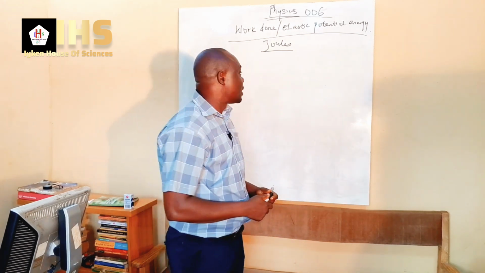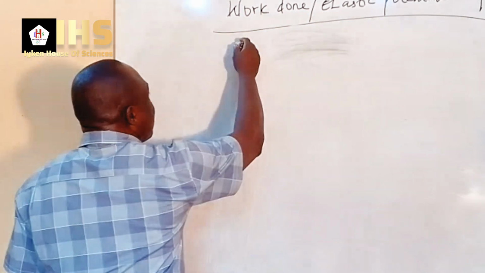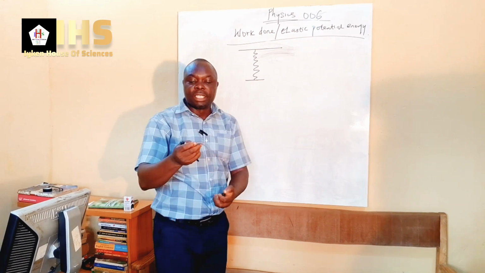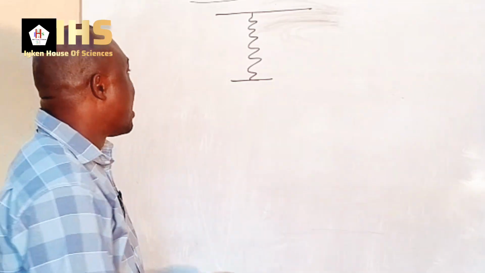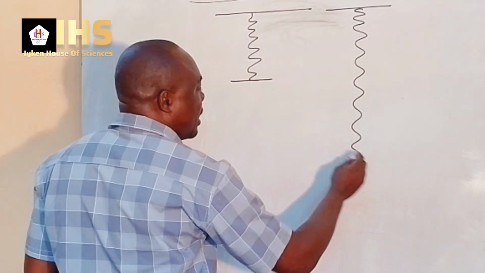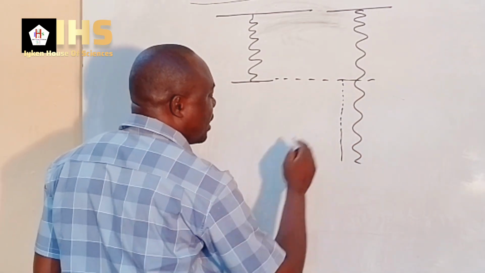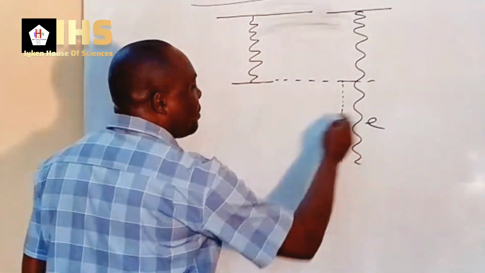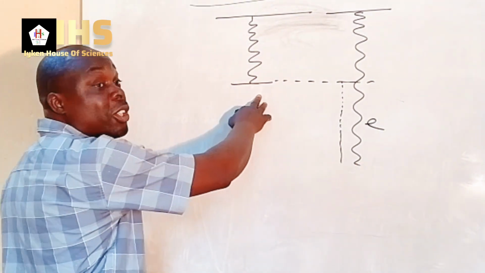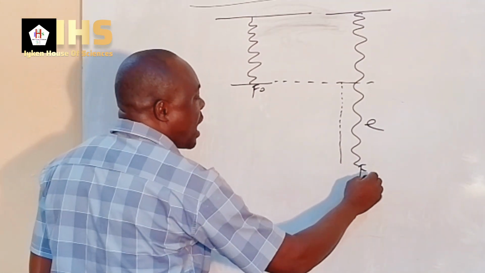Okay, what we want to do now is this. Assuming this is the original length of this elastic material, now I stretch it. Then it increases. From here to here is the increase in length, that is the extension. Let's assume the original force here is F0. Now here is the final force applied, F1.